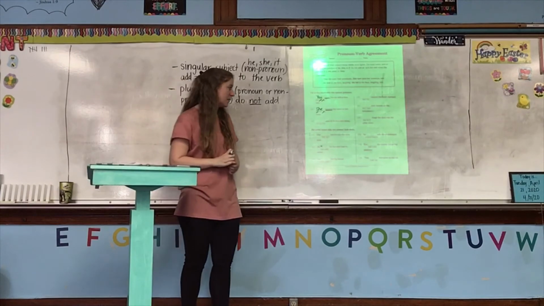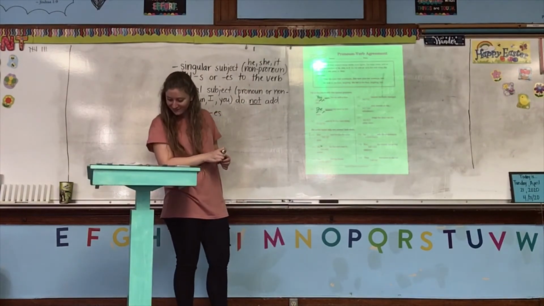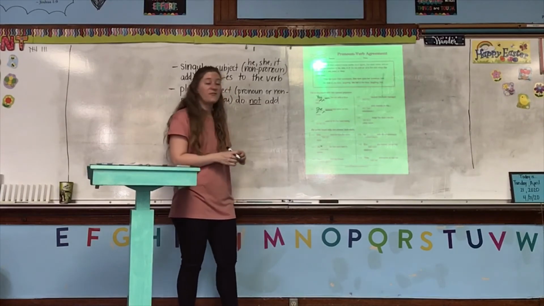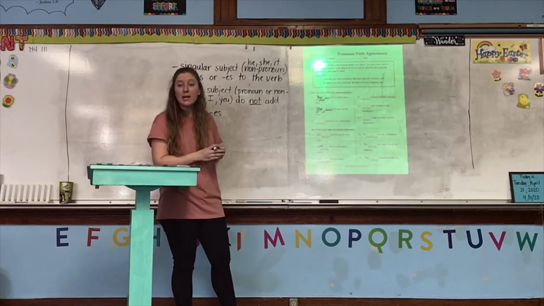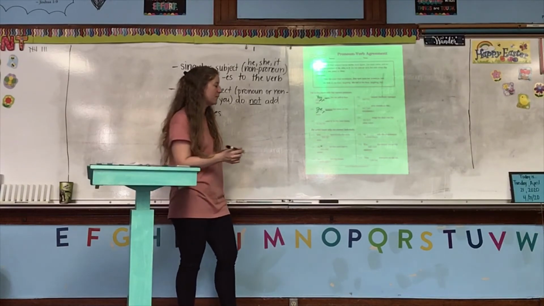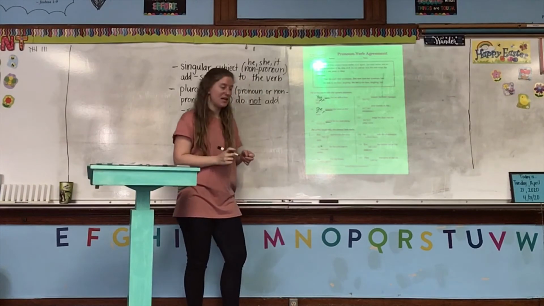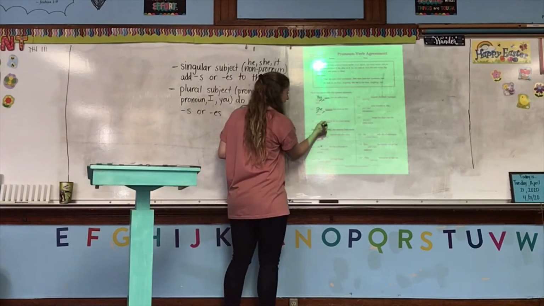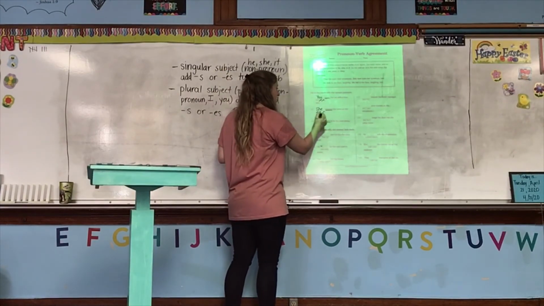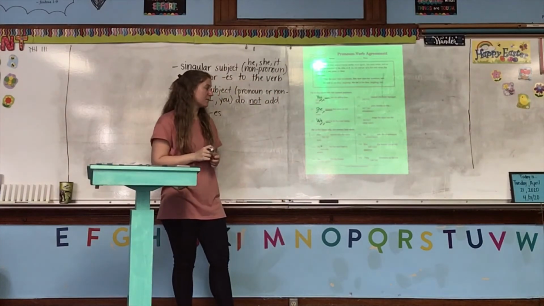Number 3, blank want to fix the oven today. Is it we want to fix the oven today, she want to fix the oven today, or he want to fix the oven today? Well, our verb is want. It does not have an S on the end, so that means it can't be she or he, so it has to be we want to fix the oven today.